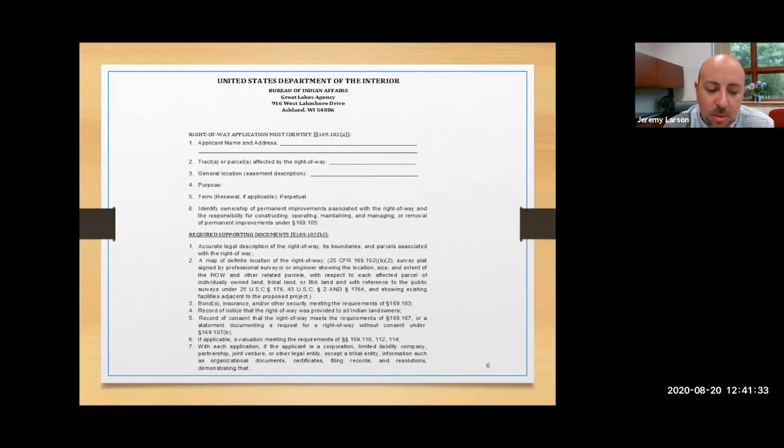The ownership of permanent improvements will need to be in place if it's going to be on the tribe or the applicant, who's going to be operating, maintaining, and managing those improvements.